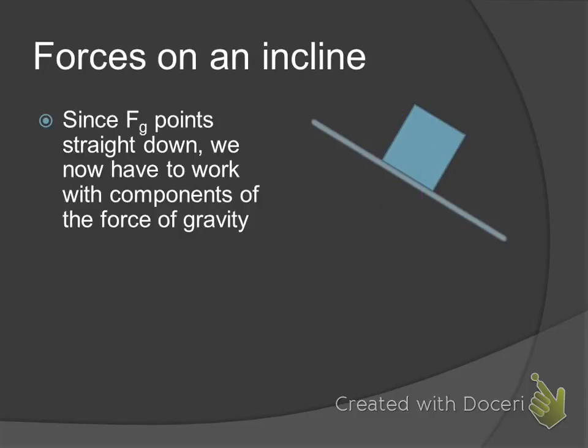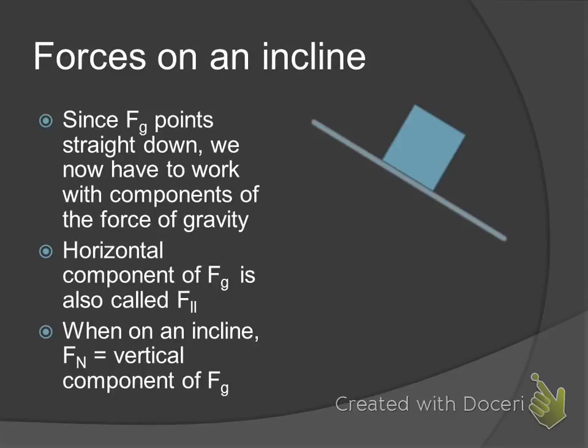All right, since Fg points straight down, we have to work with components of the gravitational force, okay? And let me draw this out and then we'll label what this means. Okay, so I've got a box with a gravitational force that is pulling it straight down. Okay? Since our axes look something like this, okay, remember we need our components to touch one of the axes. Okay, we always just make it touch that vertical axis.